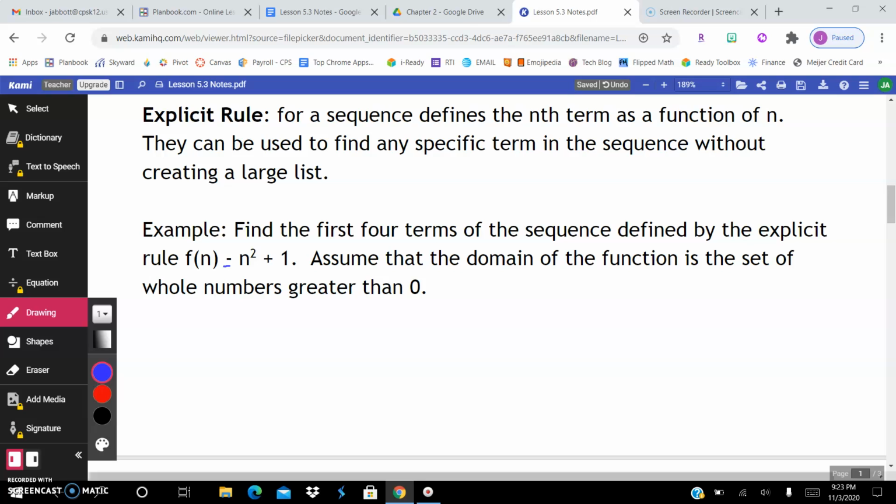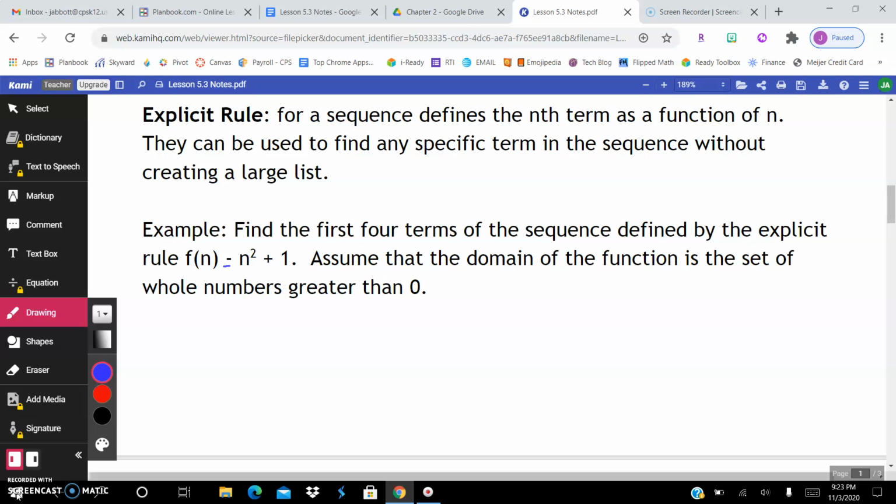So for the first 4 terms, we would have to plug in 1, 2, 3, and 4 into this equation for n, because n represents the number of the term we're trying to find. So what the definition means is that we could find a specific term without creating a large list. If I wanted the 100th term, I could just plug in 100 for the n, and I would have the 100th term. I wouldn't have to make the list of all the 100 numbers to get there.